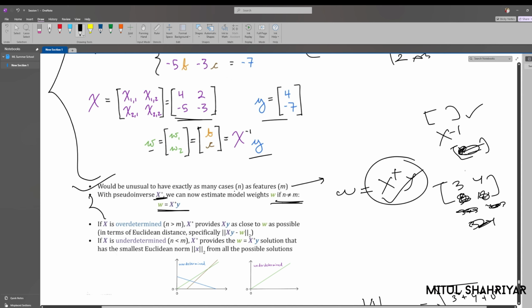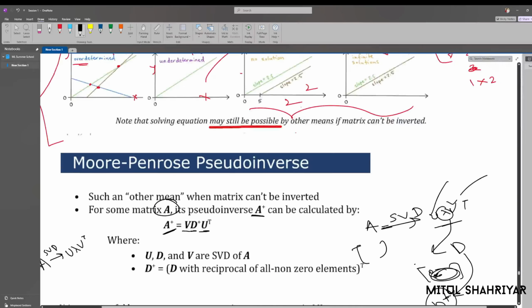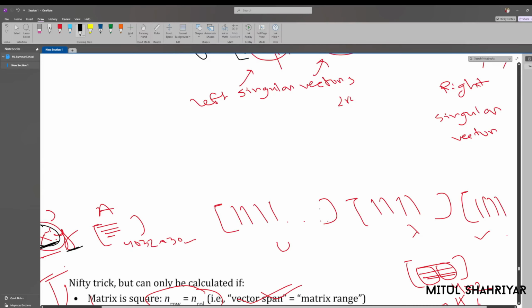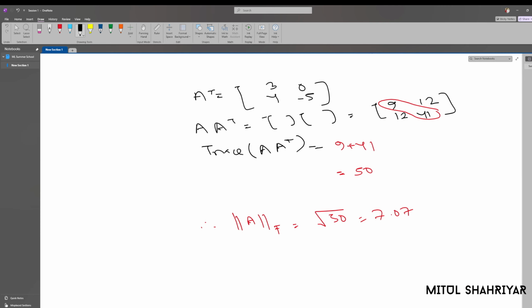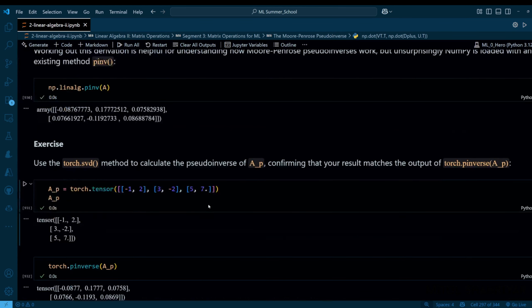So in this scenario you will fail to get a solution like W equal X inverse Y, because you can't get an inverse. But if you use the pseudo inverse, you can get a solution for those other scenarios as well, the overdetermined or underdetermined scenarios. That is exactly what I mentioned earlier: in these 4 scenarios we can't get a reverse matrix, but using pseudo inverse we can get that, and that's the beauty of the calculation.